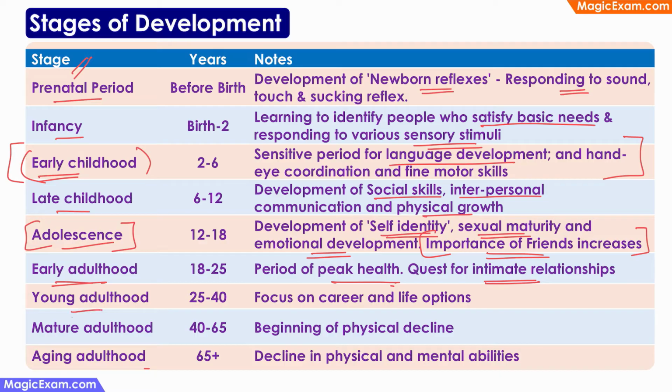And then comes young adulthood. In young adulthood, the person starts focusing more on career and life options. And then eventually, when the person reaches mature adulthood, this is the beginning of the physical decline. That is, the physical health starts to decline gradually. And then aging adulthood is the stage when the decline in physical and mental capabilities is quite fast or rapid. So you have to remember all the details that are in this table, because there are quite a few questions that can be based on this information.